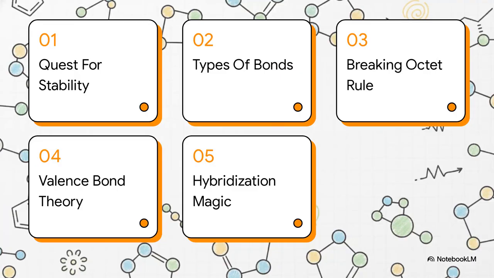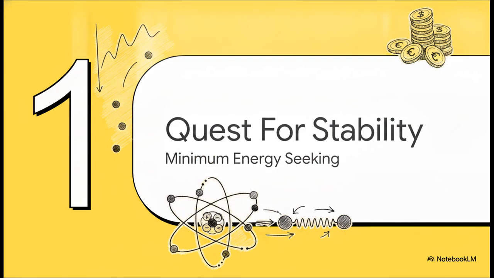So to see how they pull this off, here's our roadmap for this explainer. 1. The quest for stability. 2. Types of chemical bonds. 3. Breaking the octet rule. 4. Valence bond theory. And 5. The magic of hybridization. Let's get to it. Number 1. The quest for stability.